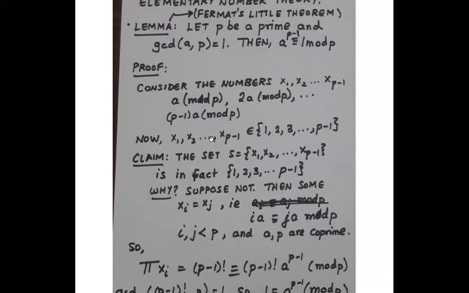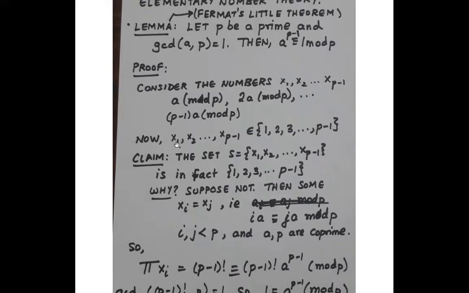So the first observation, of course, is that because you're reducing everything mod p, and because a and p are co-prime with each other, all of these numbers should belong to this set 1, 2, 3, 4, and so on till p minus 1. It cannot be greater than p because you're anyway reducing modulo p, and it cannot be 0 because they are co-prime. So it has got to be one of these numbers.